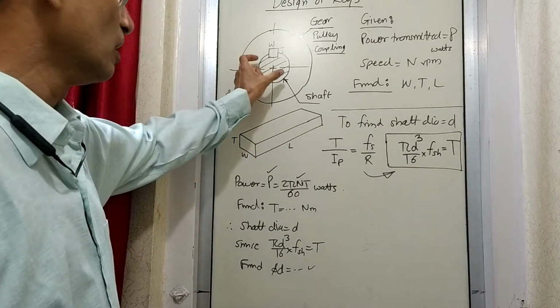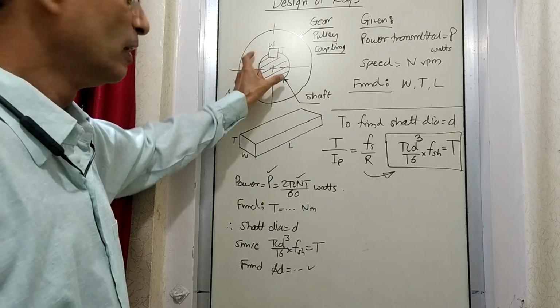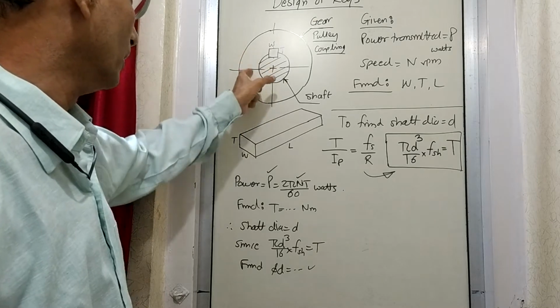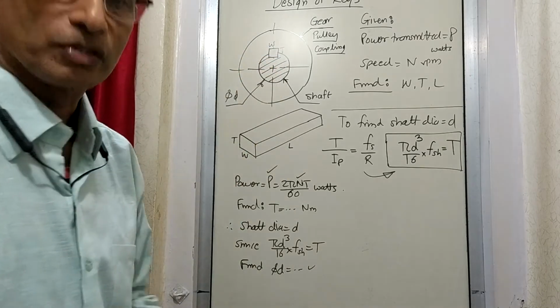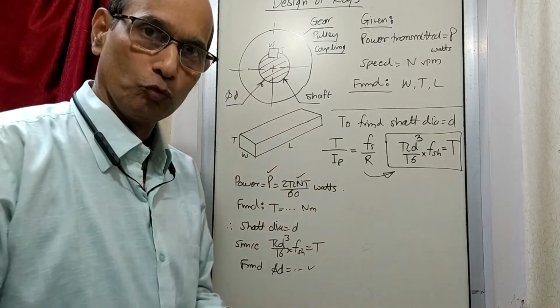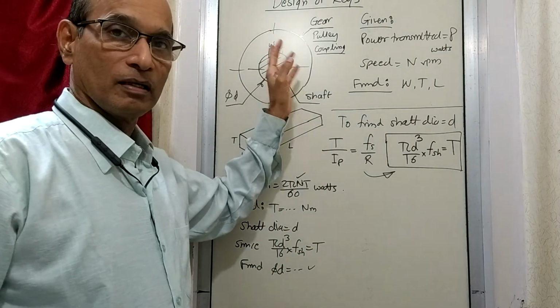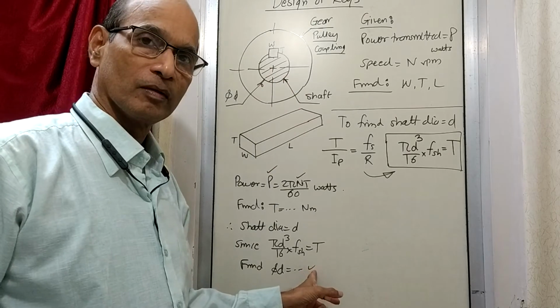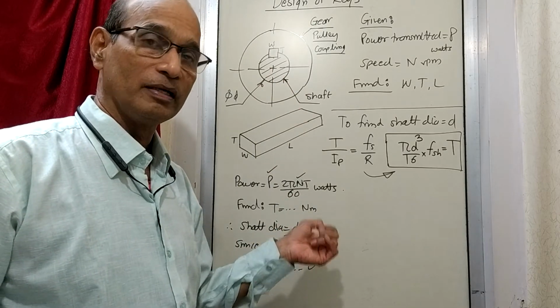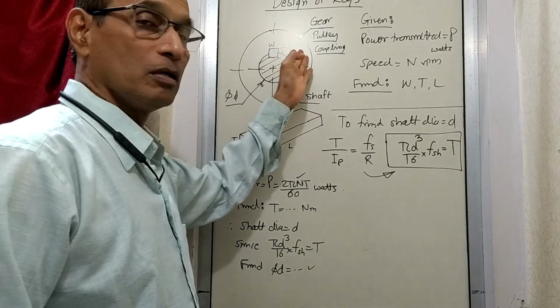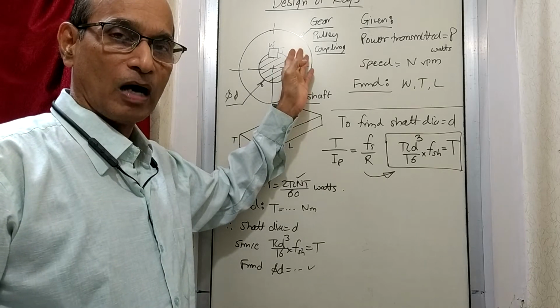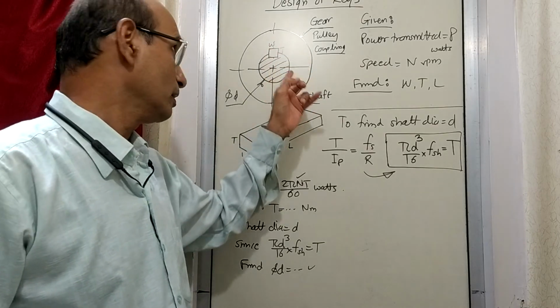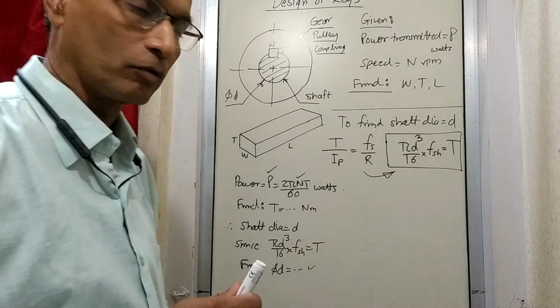Now having found the shaft diameter, and we also know the torque available, the question is what this key is going to do. This key is now going to withstand this much amount of torque. It is transmitting the torque from the shaft to, say, the gear. How that is done without any failure, that is what we are going to see now.